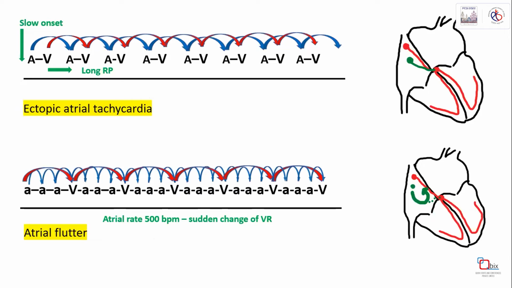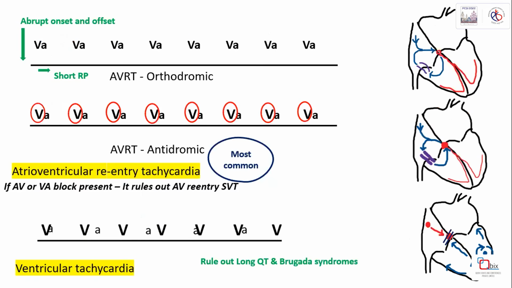Now, we all know this is exactly similar understanding as what we see postnatally. If it's an ectopic atrial tachycardia, what you can see is the PR interval is short or the RP interval is long, and we have a slow onset with a slow offset. If it's a flutter, you're going to have an atrial rate much higher than ventricular and sometimes changing ventricular rates. If you're going to have a reentrant tachycardia, you have an abrupt onset and offset with a short RP or a long PR tachycardia. And AVRT is the most common fetal tachycardia.